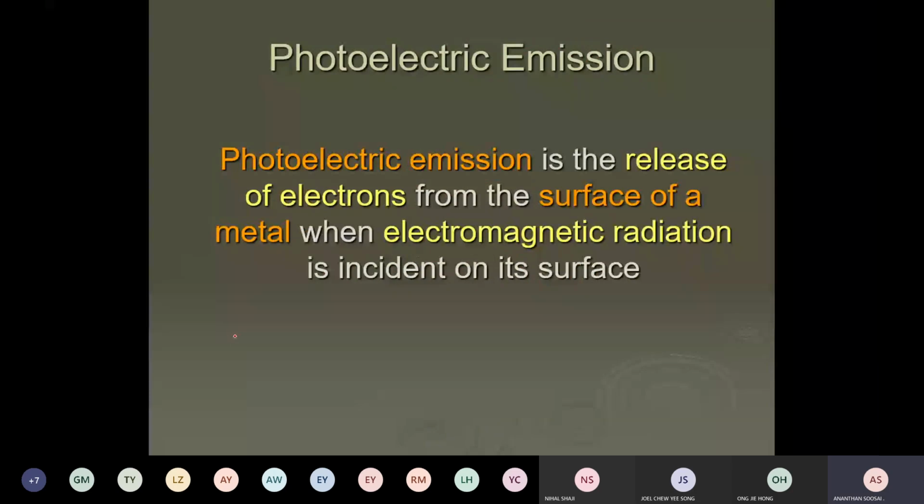Wave is EM radiation. We know EM radiation is a wave, right? Can anyone tell me what is the proof that EM radiation is a wave? What is the proof that light is a wave? What is the proof that a radio signal is a wave? Anyone? What is the proof?